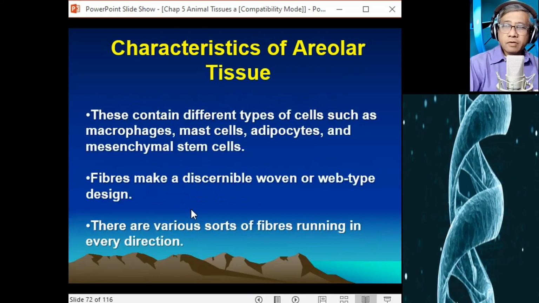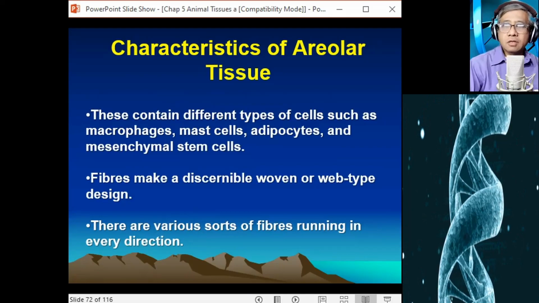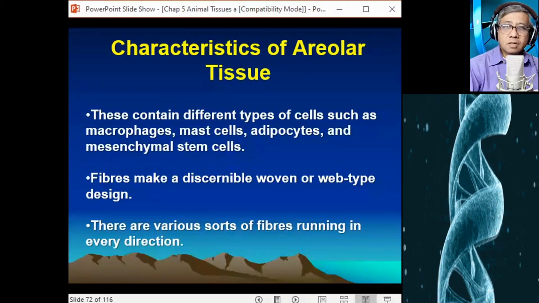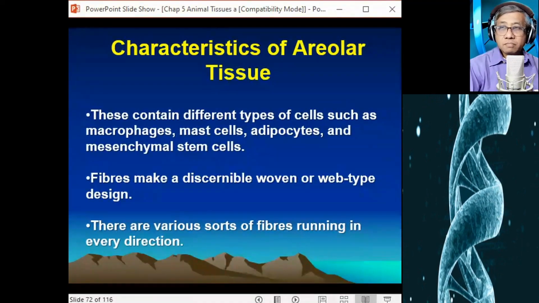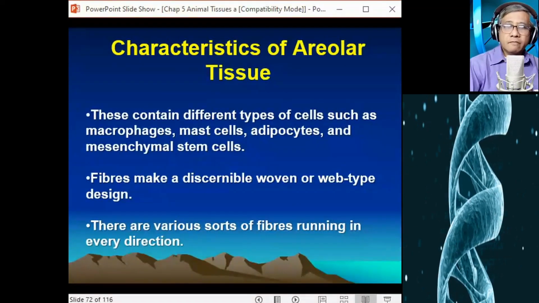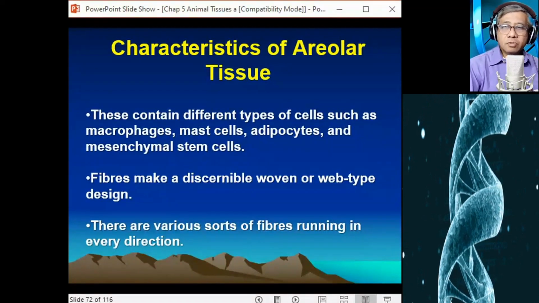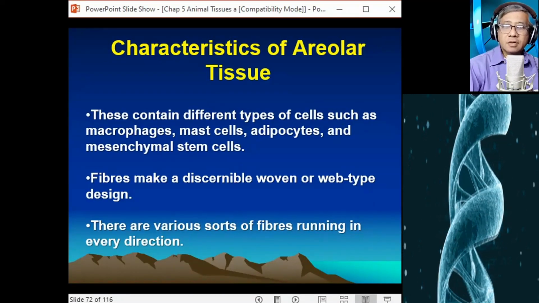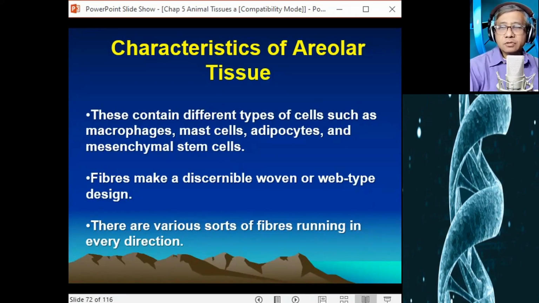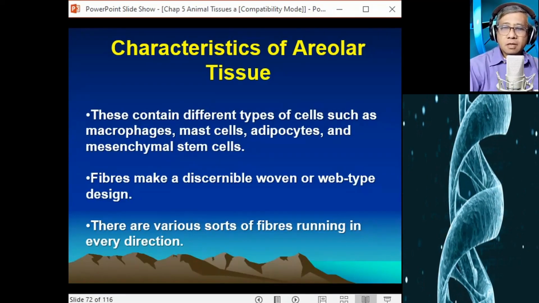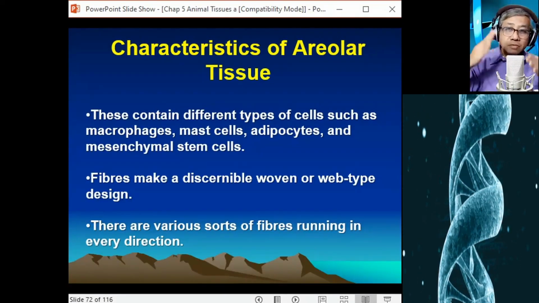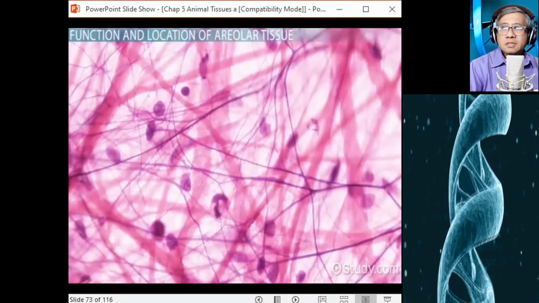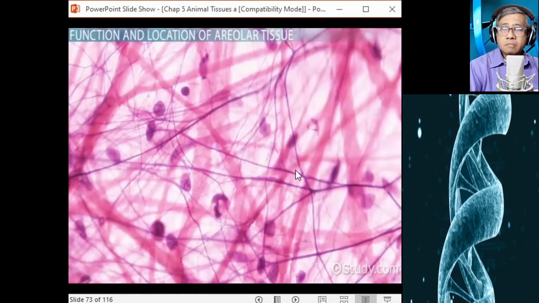So these contain different types of cells. Areolar tissue contains cells like macrophages, mast cells, adipocytes, mesenchymal stem cells, and fibroblasts. The fibers make a discernible woven or web type design, the mesh-like network. And lastly, there are various sorts of fibers running in every direction, meaning messy. It is mesh-like. Okay, so this is areolar connective tissue under the microscope.